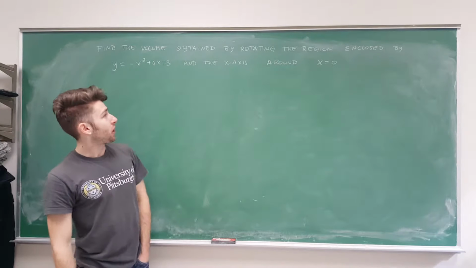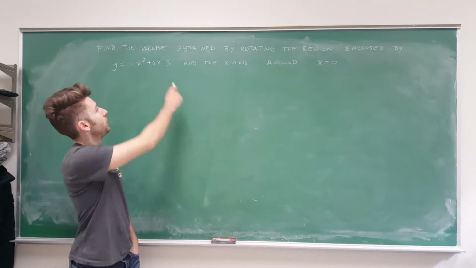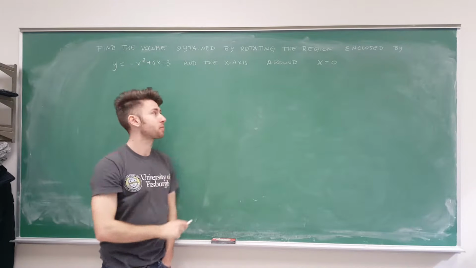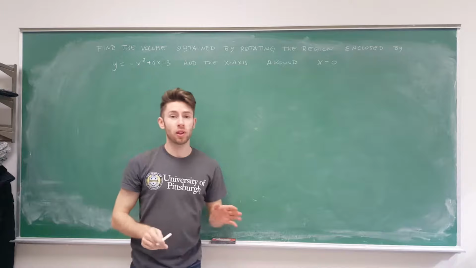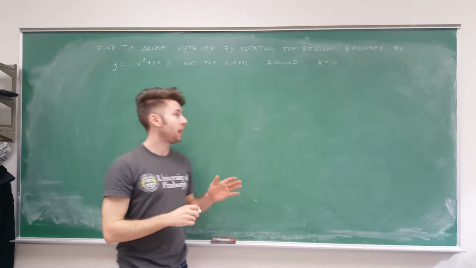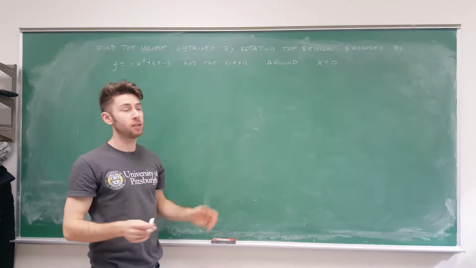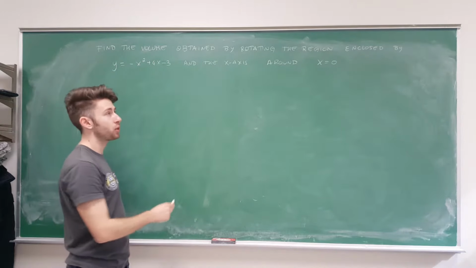Find the volume obtained by rotating the region enclosed by this curve and the x-axis around the line x equals 0. It is always helpful if we can sketch a picture, and in this case we're dealing with a parabola and the x-axis, so we definitely can. The x-axis has equation y equals 0.